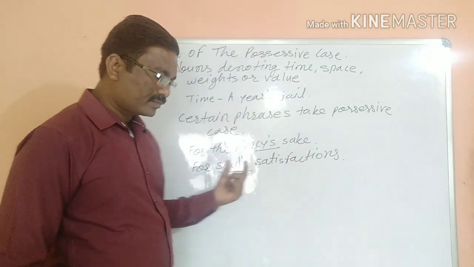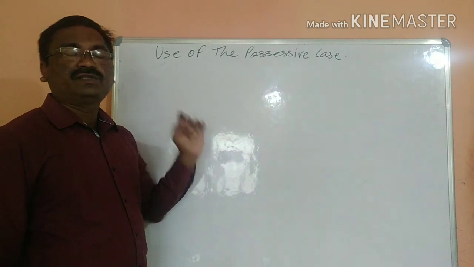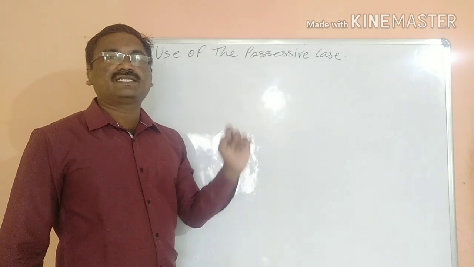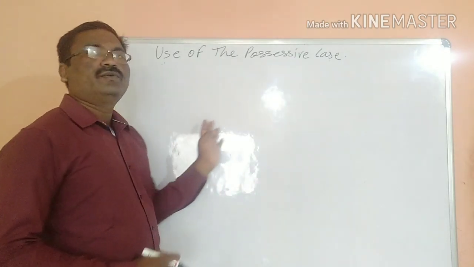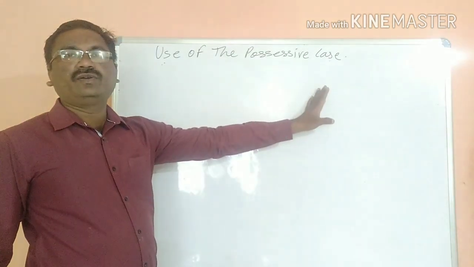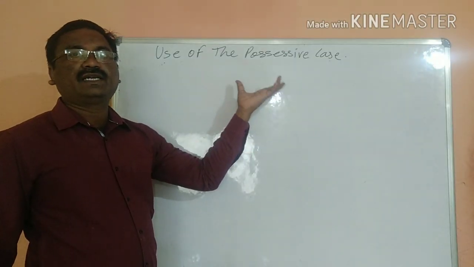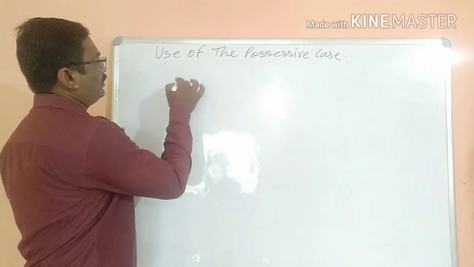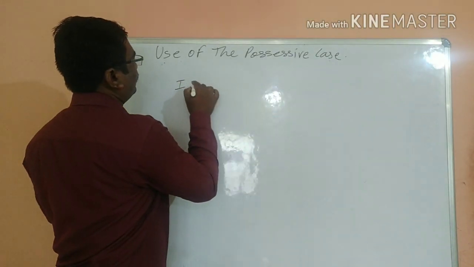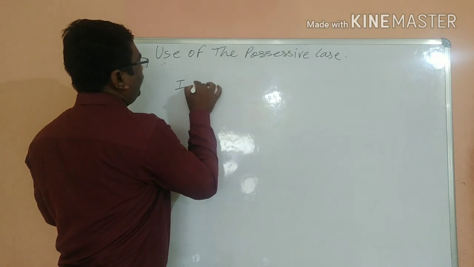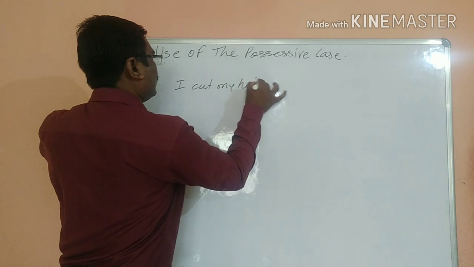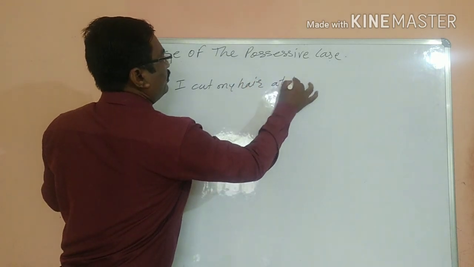Okay. In some of the nouns, suppose the last word is considered. If the last word of some nouns is considered, then we should not use the last noun. You can use apostrophe s and it will be considered. For example, I cut my hair at barber's.